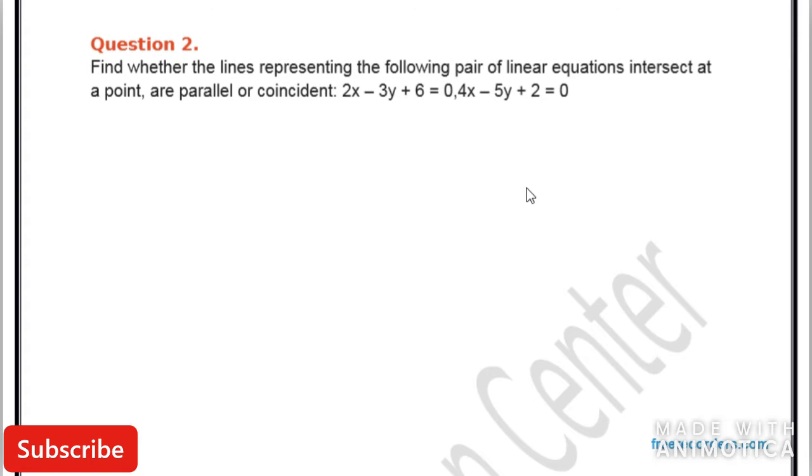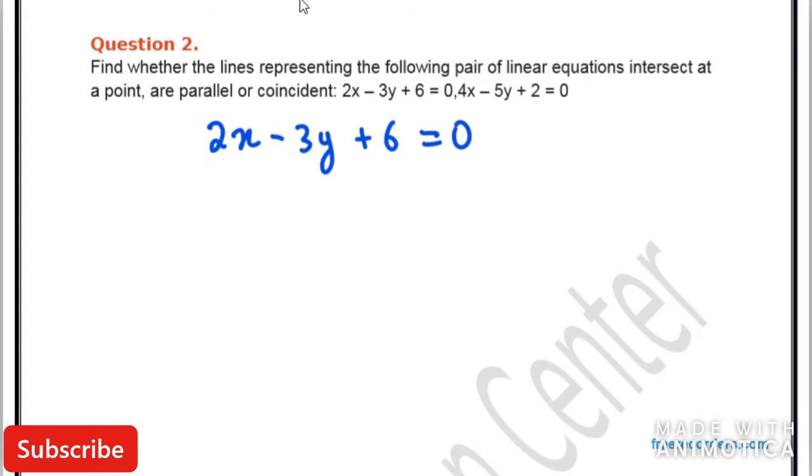So let's start with the second one. In this case, we have to find whether the lines representing the following pair of linear equations intersect at a point, are parallel or coincident. So therefore, we need to find whether they are intersecting lines, parallel lines or coincident lines.